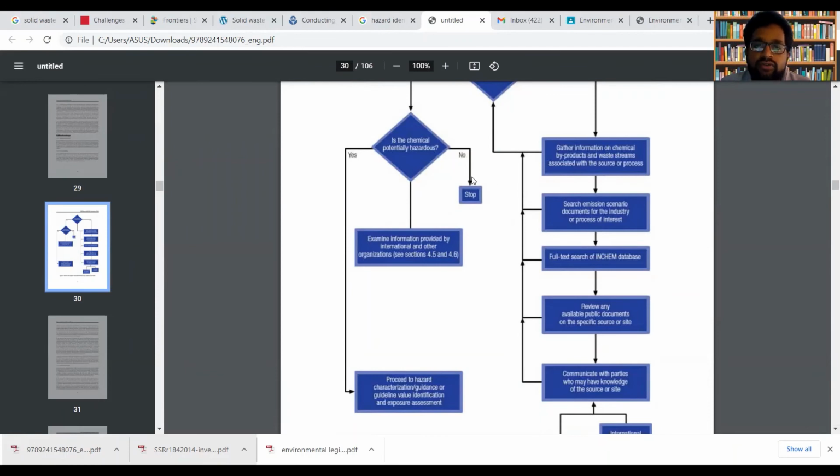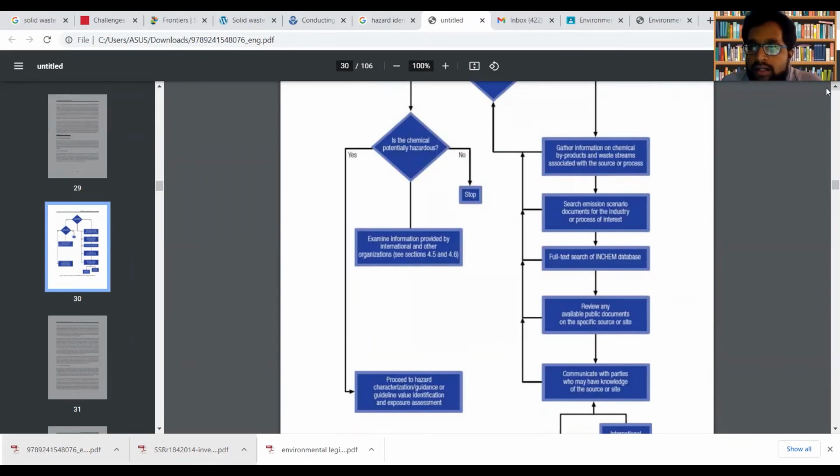But if the chemical is potentially not hazardous, then there is no need of further proceeding. You can stop your investigation. So, is the chemical potentially hazardous? If the answer is no, then the next step should be stopping the study.